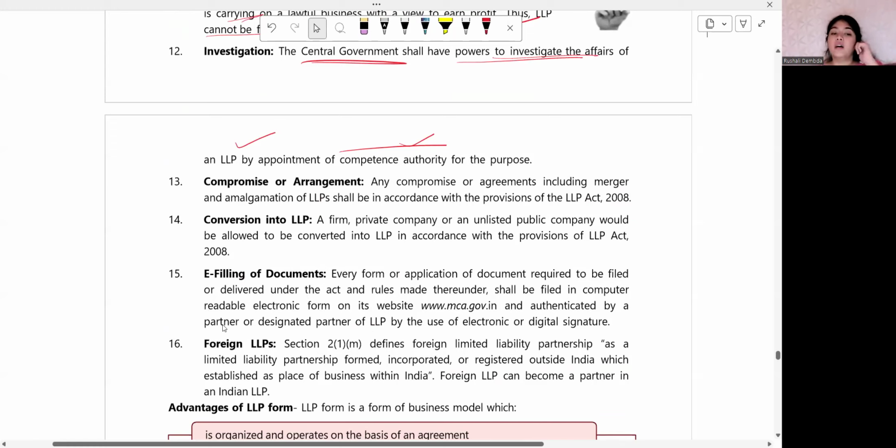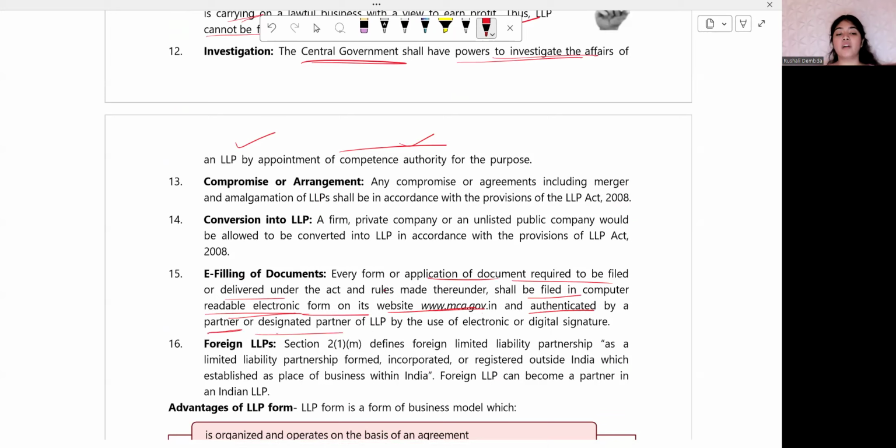E-filing of documents. Every form or application of document required to be filed or delivered under the Act and rules made thereunder shall be filed in computer readable or electronic form on its website www.mca.gov.in and authenticated by a partner or designated partner of the LLP by the use of electronic or digital signature.